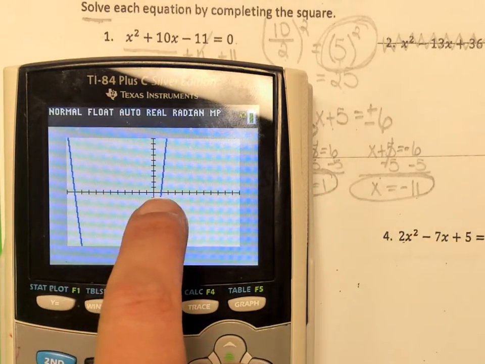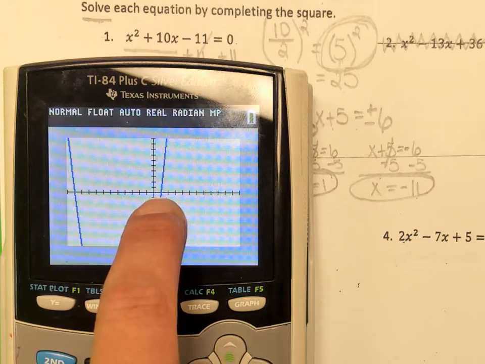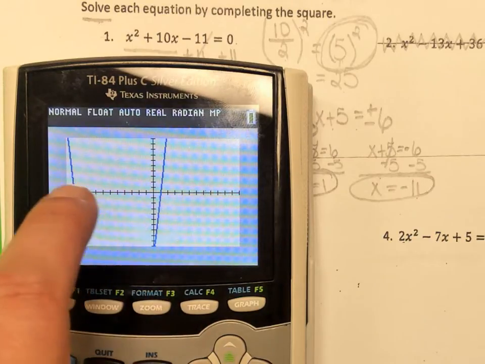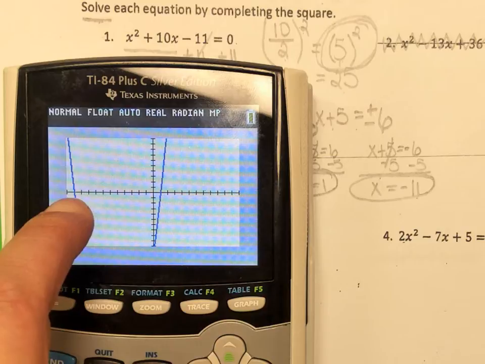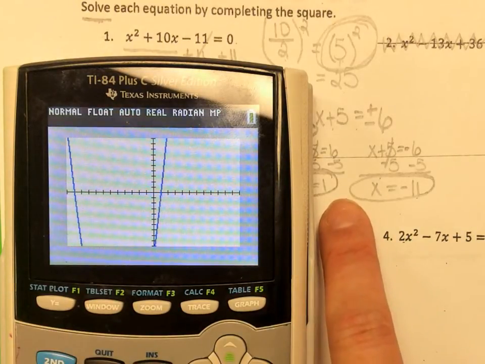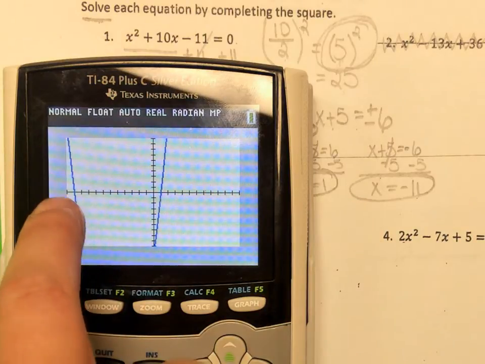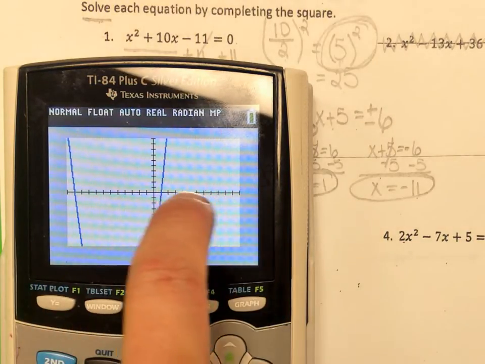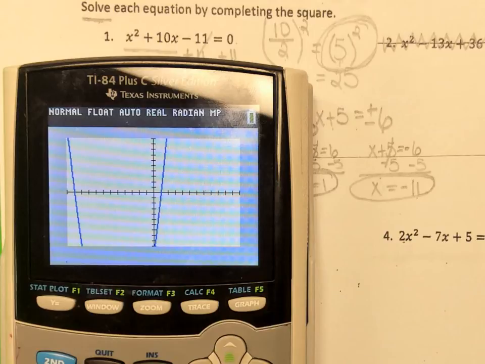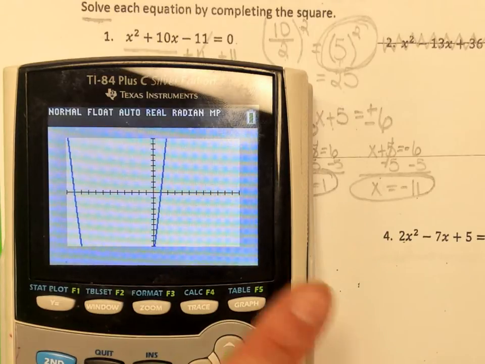What's happening right here? It hits at 1. What's happening right here? It hits at negative 11. So what's the whole point of doing all that is you just found where it hits what axis? The x-axis. That's the whole point of doing that, okay? All right, so we're marking out 2. Let's go to 3 real quick.